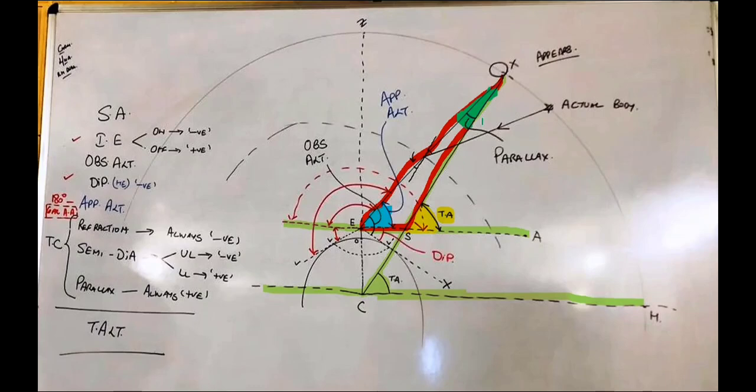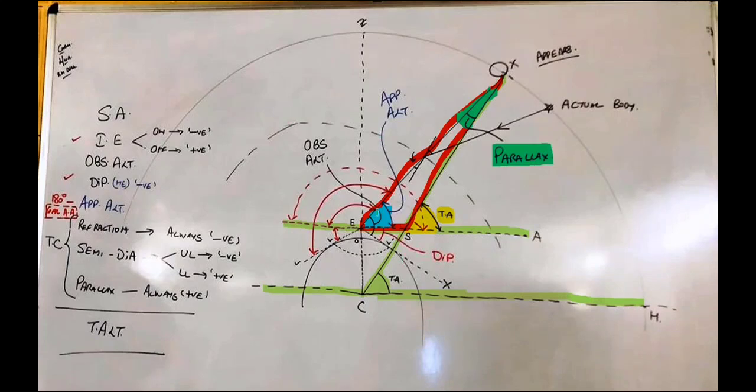Now this green color angle which we see, what angle is this? This is basically the angle at the center of the celestial body subtended by the radius of the earth. And this angle is known as parallax angle. This is the definition for parallax. This angle is known as parallax angle.